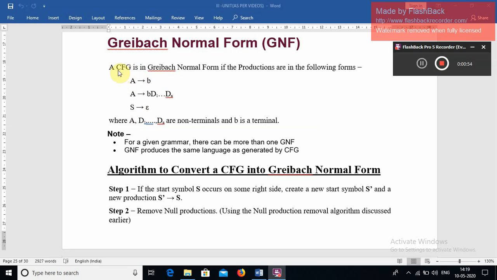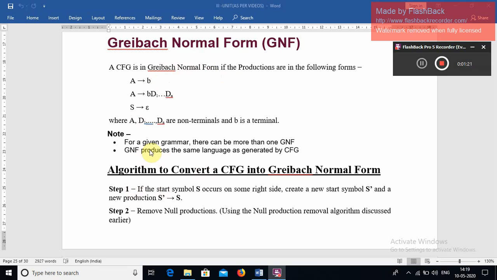If you convert this CFG, context free grammar, into this format, then that grammar is in Greibach normal form. Okay, so once again I'm repeating. Normal form is nothing but used to provide the standardized grammar. If the context free grammar can be converted into these production rules of format, then that grammar is said to be in the Greibach normal form grammar.